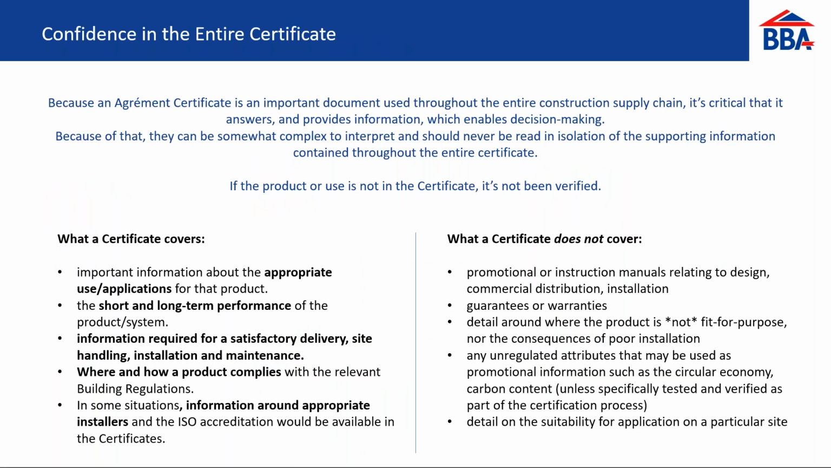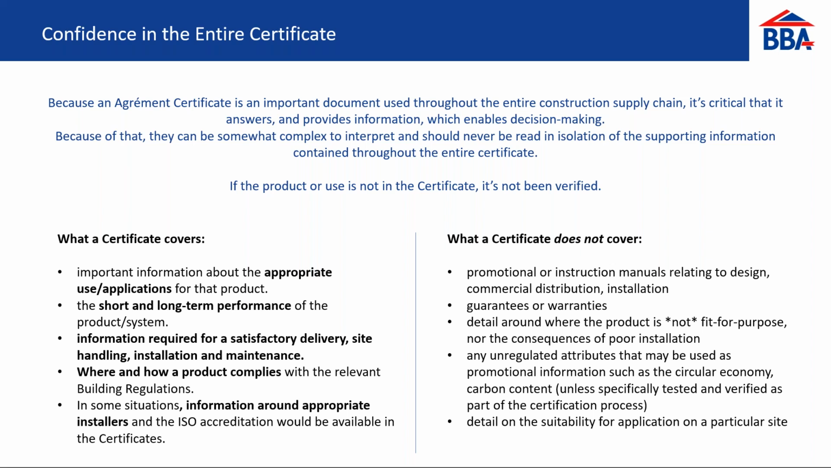Because of this, an agreement certificate is an important document that is used throughout the entire construction supply chain. It's critical that it answers and provides information which enables the decision maker. It can also be quite complex to interpret, and it should never be read in isolation of any supporting information contained throughout the entire certificate. Therefore, if the product or the system and its uses are not described in the certificate, it means they have not been assessed, and so they have not been verified.